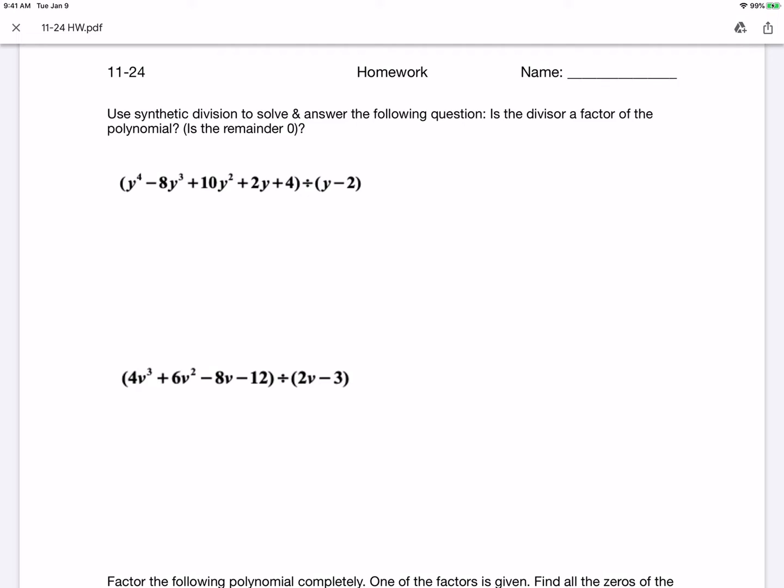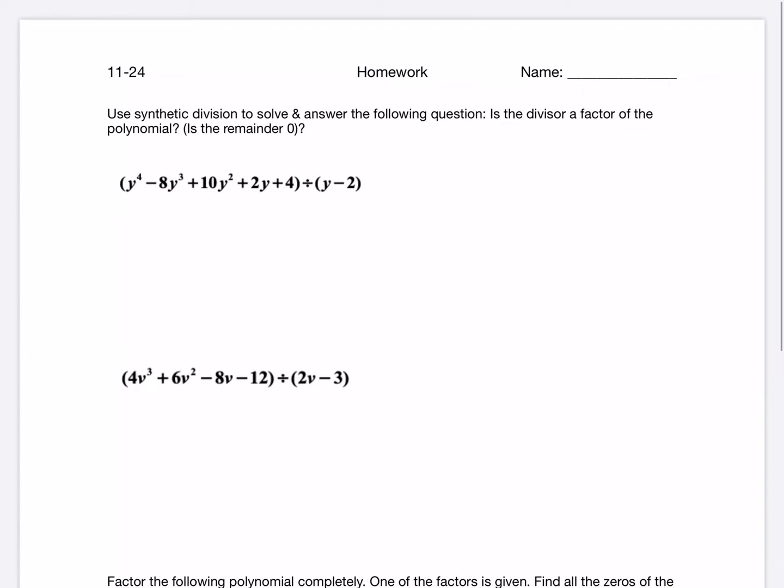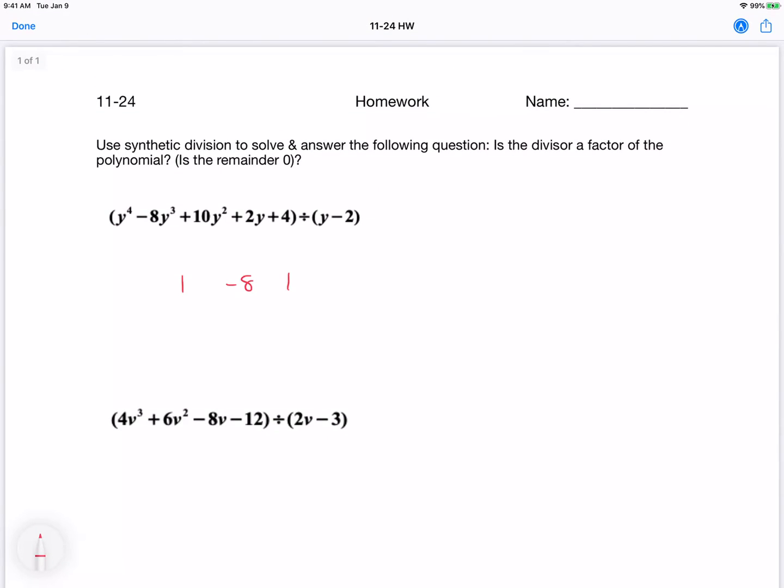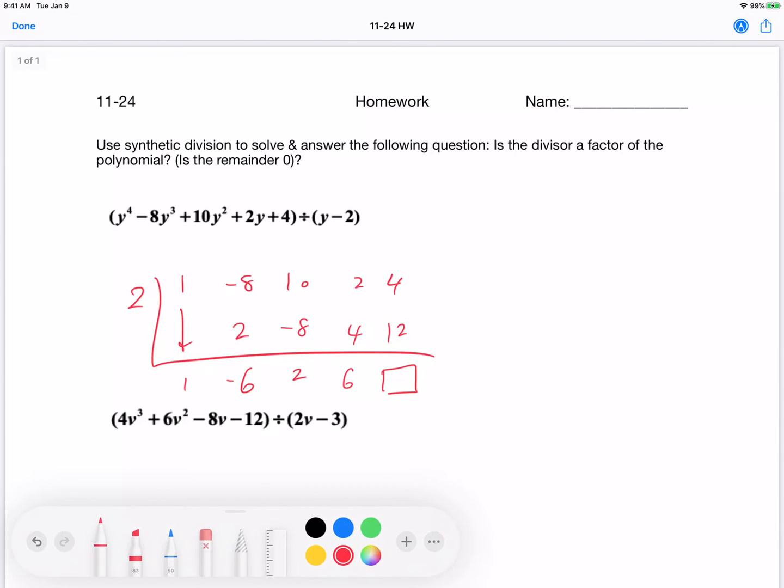First of all, let's take a look at the numbers. This becomes 1, negative 8. Ooh, first do this. This becomes 1, 1, negative 8, 10, 2, and 4. And so I'm going to use synthetic division with a 2, bring down the 1, multiply, and keep on adding them. And, oh, I'm sorry, that's not a 0. Keep on making that mistake. And so the remainder is 16.